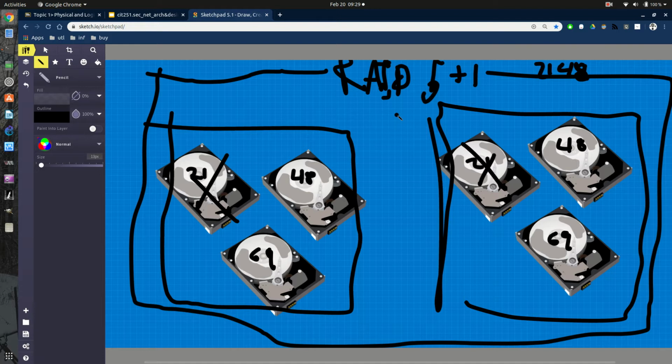But that's what RAID 5 plus 1 is. Now, you might actually have RAID. There's all kinds of different systems. You can have RAID 50 plus 1. Anyway, if you look at a SAN system, you could have multiple disks go down.